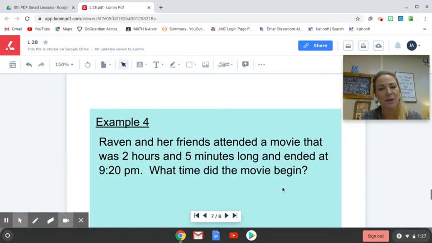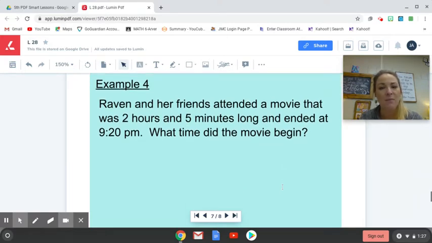Let's take a look at this example here. Raven and her friends attended a movie that was 2 hours and 5 minutes long and ended at 9:20 p.m. What time did the movie begin? There are a couple ways to think about this problem, but what some people find difficult about these is that it's not an equation. You can't stack these numbers on top of each other. You can't take 9:20 and take away 2 hours and 5 minutes easily. I mean, there's a way if you know how to set it up correctly.